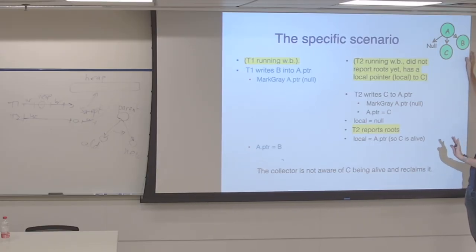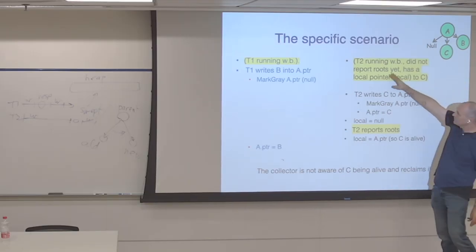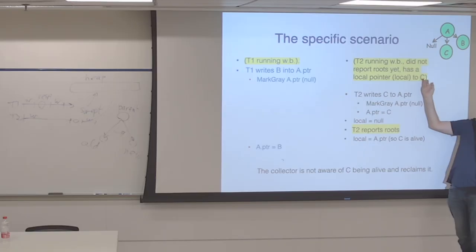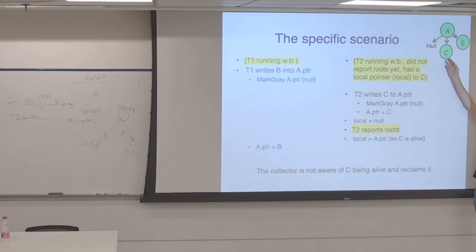Let's do it step by step. So T2 has a local pointer to C. C is currently reachable because it's pointed to by the roots of T2. And it will remain reachable all the time, but the collector will not be able to notice it. This is the goal of this example.